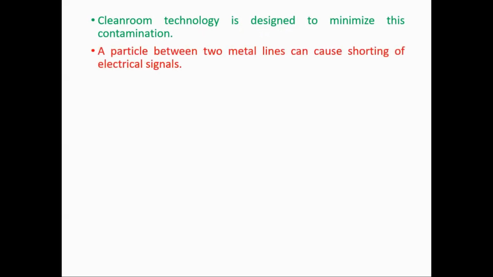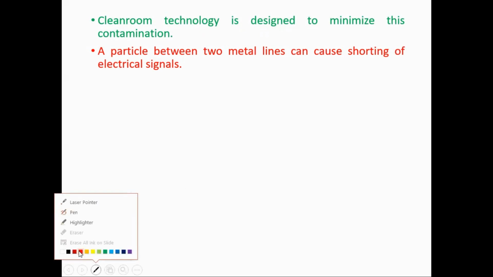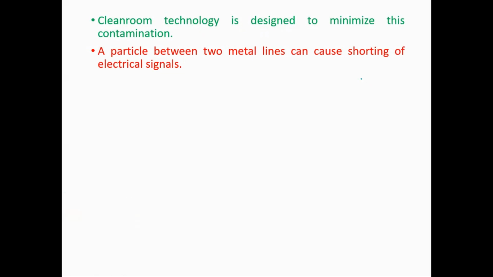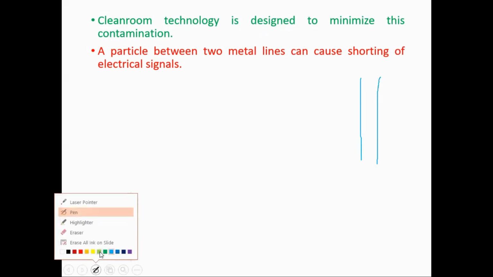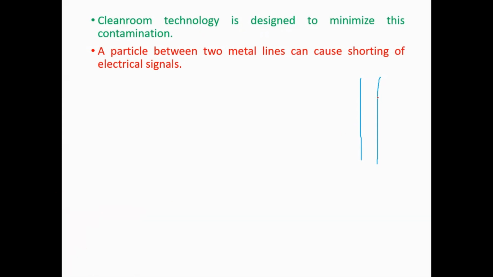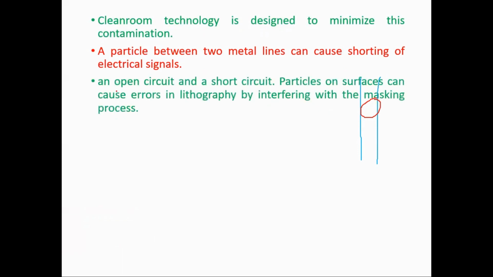A particle between two metal lines can cause shorting of electrical signals. Suppose you have metal tracks: this is one metal track, this is a second metal track, and unfortunately some metal particle falls on this. What happens? It will short. It is in the nanometer range, so it falls in the range of contamination, and it is definitely going to affect the electrical signal. Sometimes it gives you an open circuit or a short circuit.